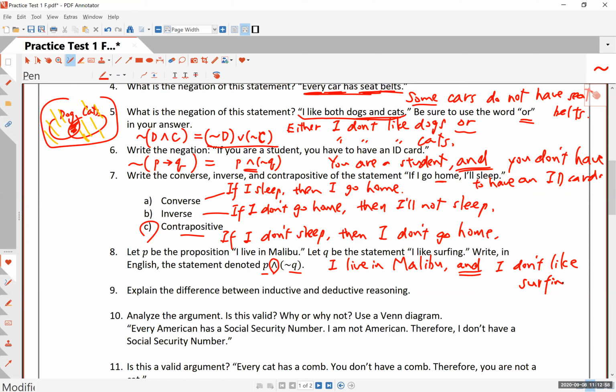And there are people like that, but whether there are people like that does not matter for this. That's a translation of this sentence. I live in Malibu and I do not like surfing.